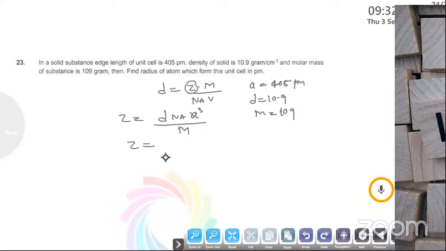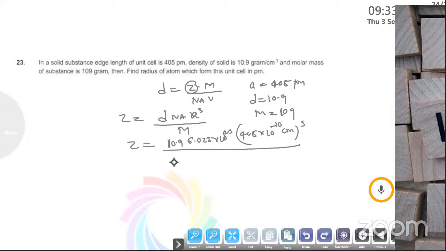So then Z is equal to density, 10.9, into Avogadro number 6.023 into 10 power 23, into a cube. It is given in picometers, so you write 10 power minus 10 centimeter whole cube, by molar mass 109 grams. Approximately we will get here 4. So Z effective is 4, which means FCC unit cell. Yes, it is the FCC unit cell.